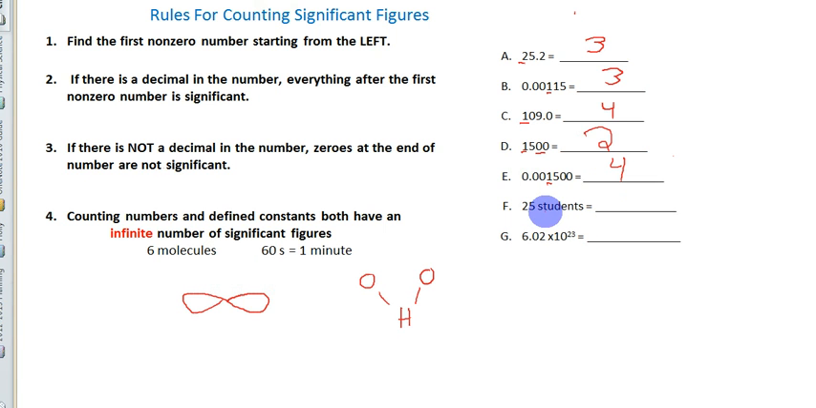Okay, 25 students. Okay, well that's one of those counting numbers there. Alright, you can't have a half of a student. I suppose you could, but that would be a messy situation, and it does not count as a significant number. There's an infinite number of significant figures here, so the correct answer for this one is infinite. And finally, G, 6.02 times 10 to the 23rd, Avogadro's number. We see that the first number is non-zero, so we'll start counting from there. There is indeed a decimal in this number, so all the numbers are significant. So this is 3 significant figures.